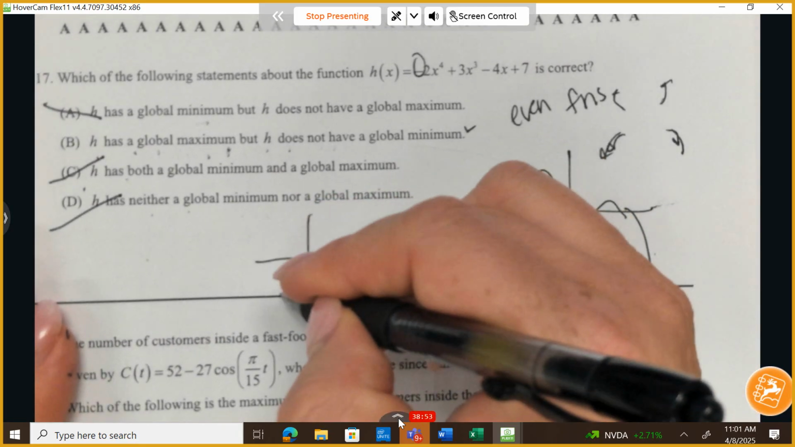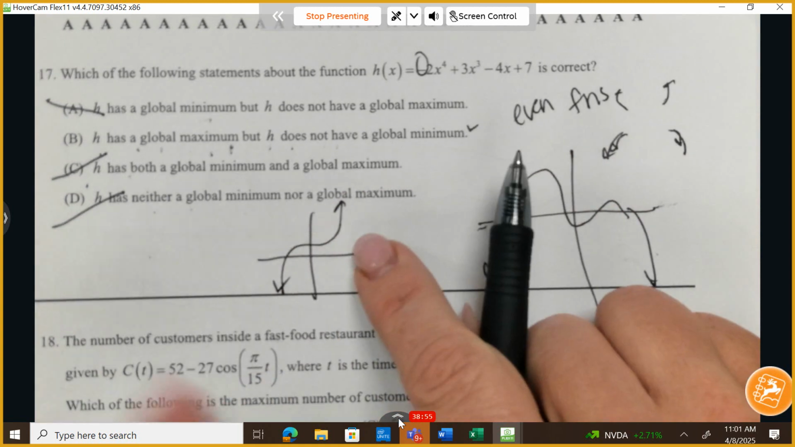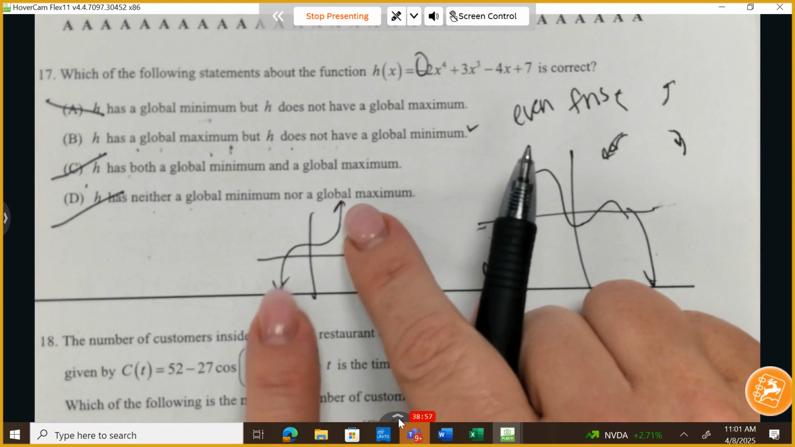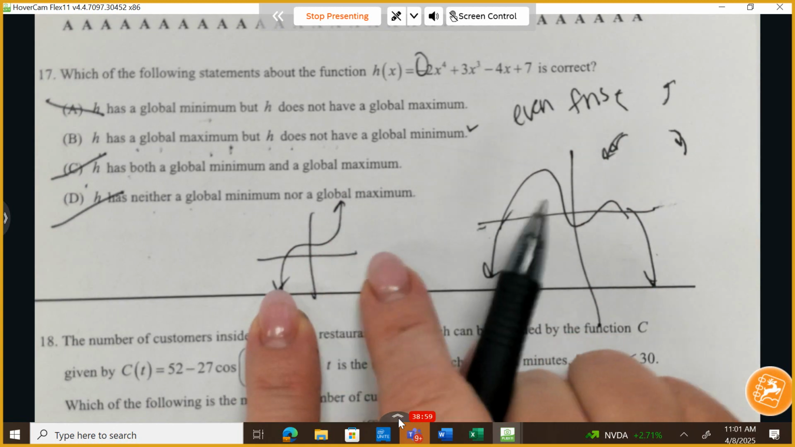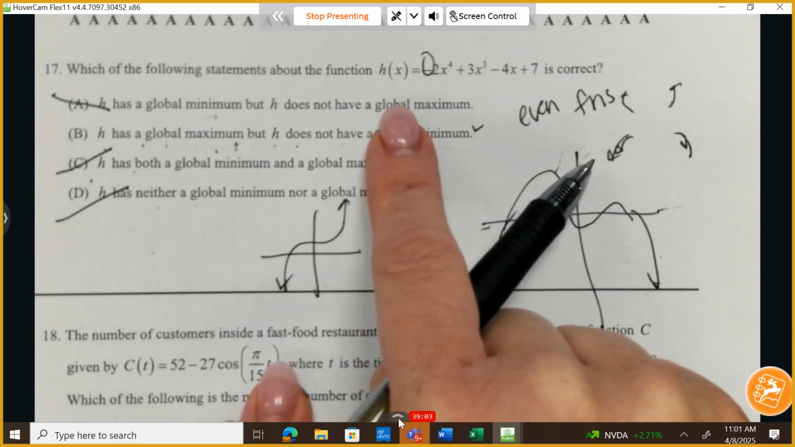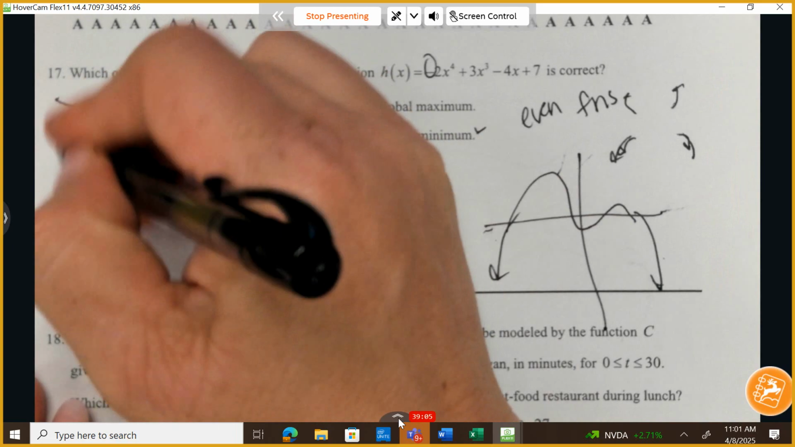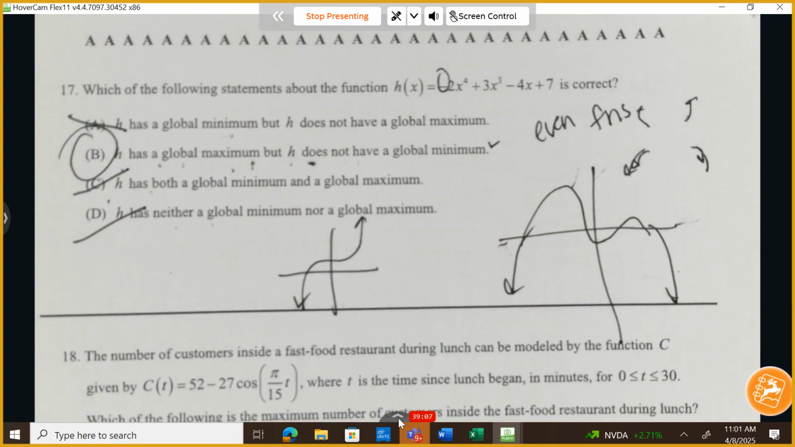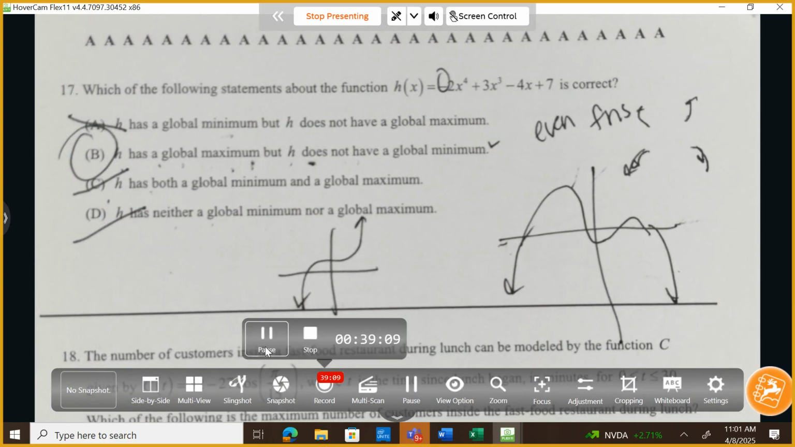It would look like an odd degree function like this. So here's where you don't have a global maximum or a minimum, because as you move to the right without bound, it's going up, and as you move to the left without bound, it's going down. There'd not be one single point that stands out as the highest or lowest. That leaves us with option B.